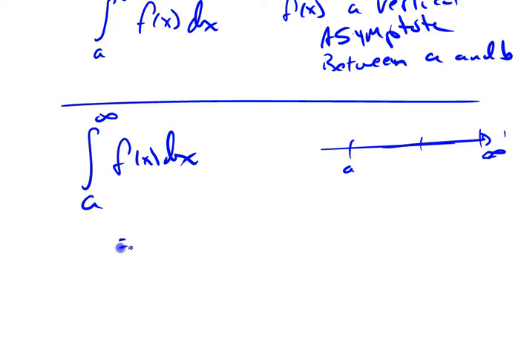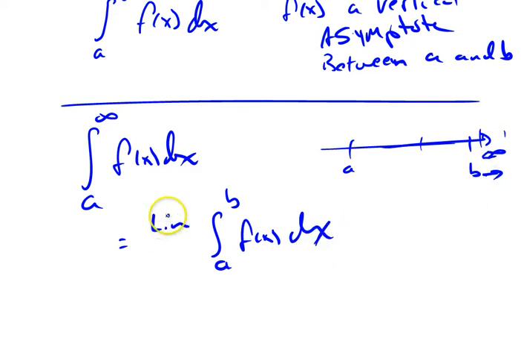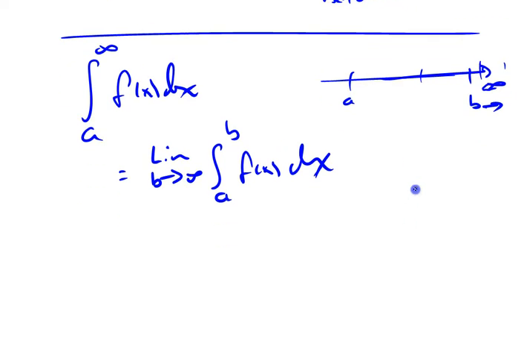So what we do is we say, well, don't go all the way to infinity. Just go to some value b. So look at the integral from a to b of f of x dx. But then allow b to head off towards infinity. So then take the limit as b goes to infinity. So let's do an example of that.